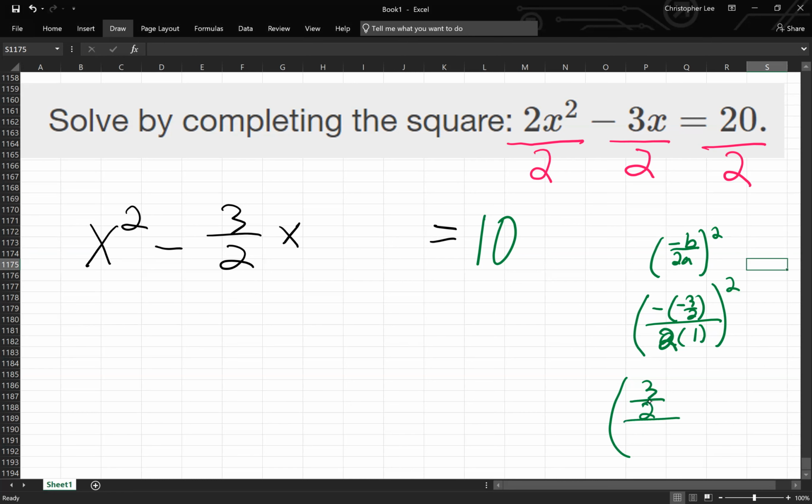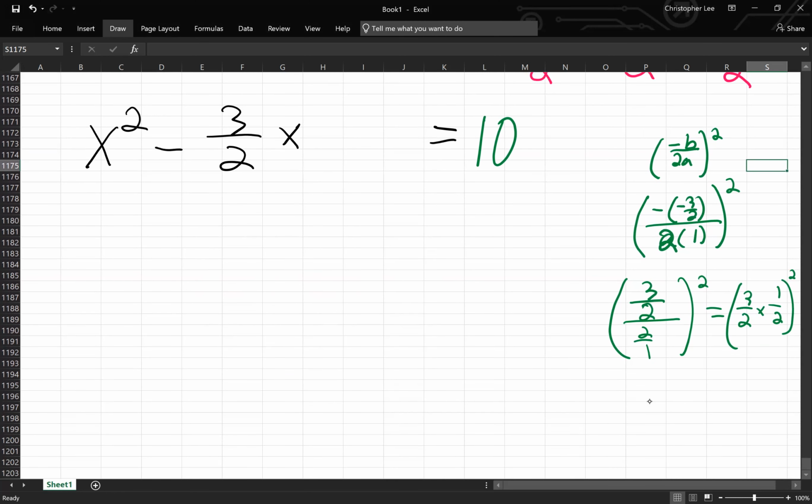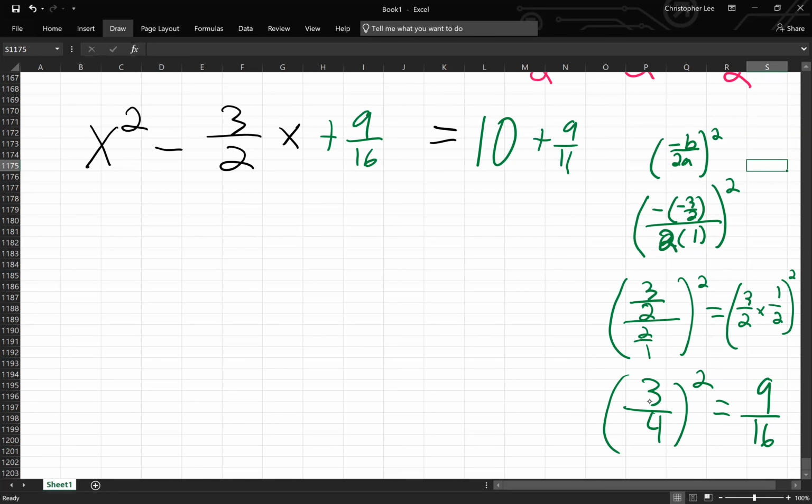All right, over 2/1. So this is 3/2 times what? 1/2. So this becomes squared, of course. So this is going to become what? 3/4 squared. When you square that, what does that become? 9/16, right? And that's what you're going to add to both sides. I'm going to add 9/16.